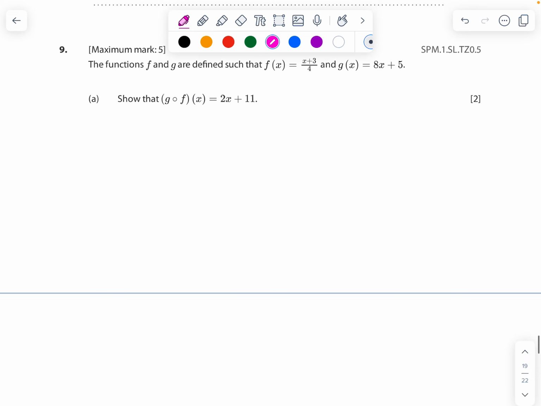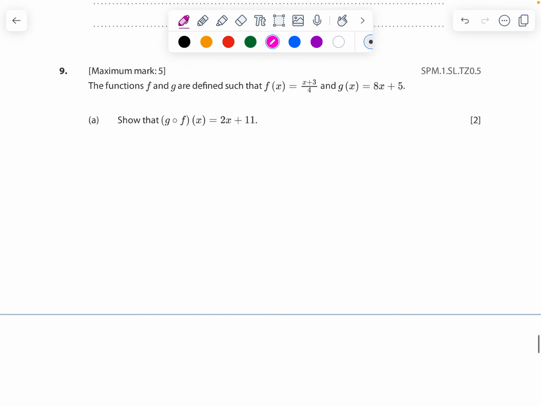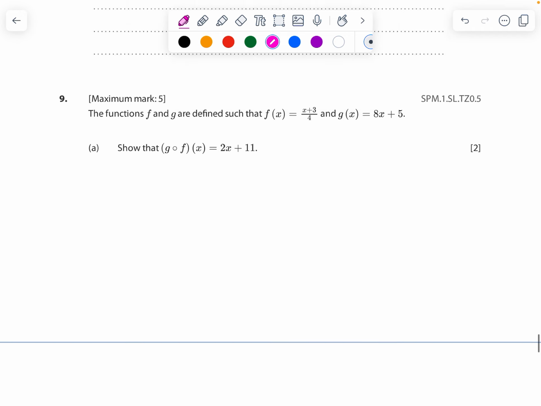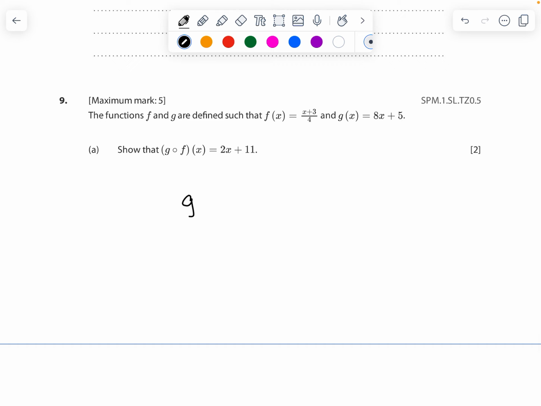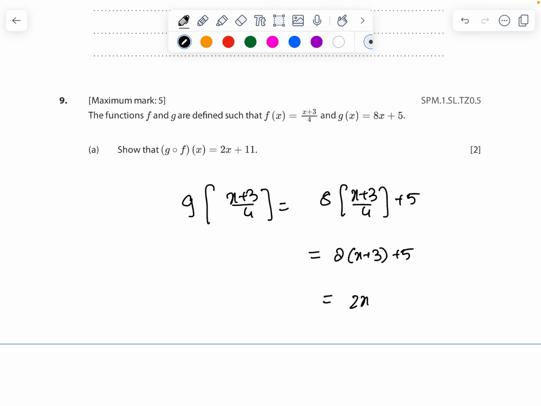Question number 9. The functions f and g are defined so that g circle f equals this. So what am I going to do? g of x plus 3 plus 4 upon 4 equals 8 times x plus 3 upon 4 plus 5. So it becomes 2 times x plus 3 plus 5, which is going to be 2x plus 11. So this is the answer given. This is A1 and this is my method 1.